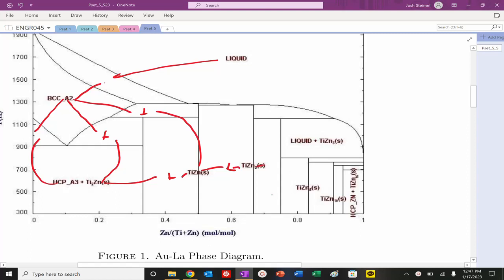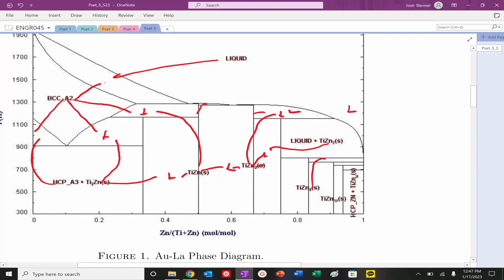and actually let's look at this here. TiZn, and that's liquid plus TiZn here, and we have TiZn2, or 3. So actually we can say that this is TiZn3, so this plus this, and we can say this guy plus liquid is up here. This is going to be liquid plus this phase right here.